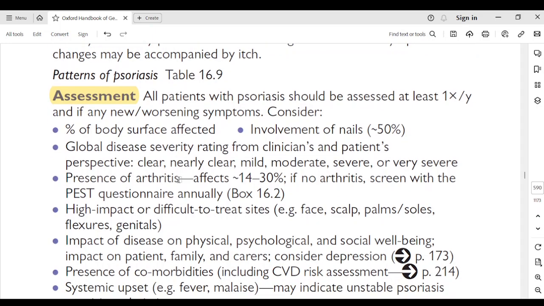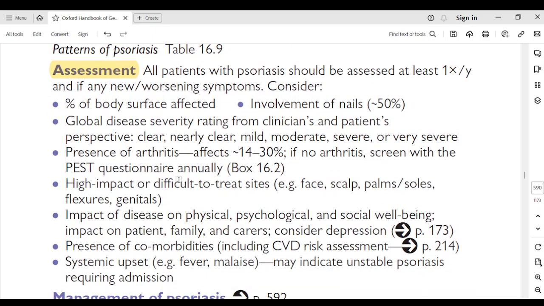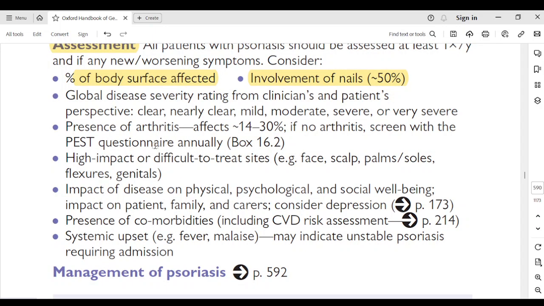Assessment. All patients with psoriasis should be assessed at least once a year, and if any new or worsening symptoms are present, consider the percentage of body surface area affected, involvement of the nails in 50% of cases, and global disease severity rating from clinician and patient's perspective: clear, nearly clear, mild, moderate, severe or very severe. Presence of arthritis affects 14 to 30%. If no arthritis, screen with the PEST questionnaire annually.